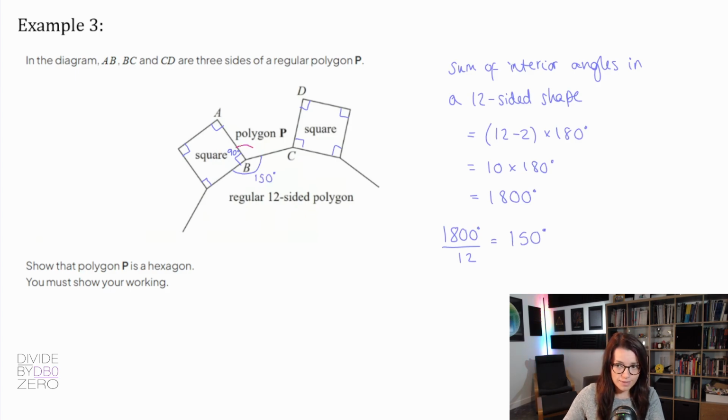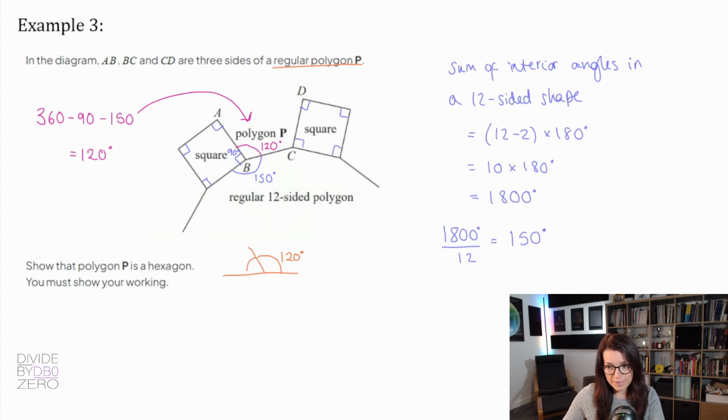Now we can work out this angle because we know that angles around a point add up to 360 degrees. So to work out this one, all we need to do is 360, take away the 90, take away the 150, and that will give us 120 degrees. That's useful because now we know what each interior angle inside that regular polygon P is. Because they tell us that it is a regular polygon, we know that each one is going to be the same. So if I draw a little picture here, let's call this one the interior one, which we now know is 120. The exterior one then would be 60 degrees in order to make a straight line, 180.